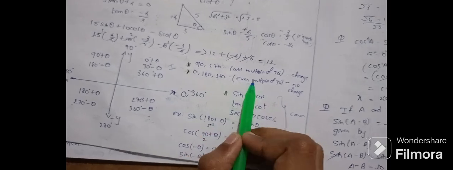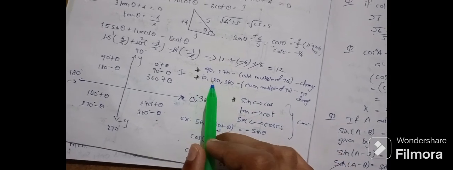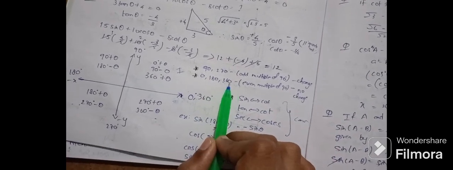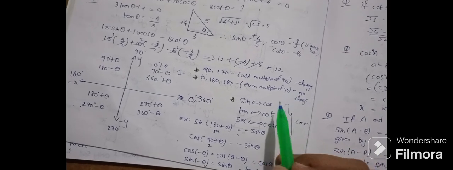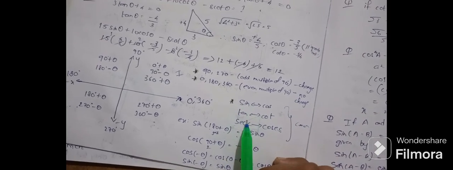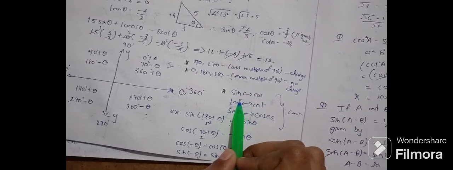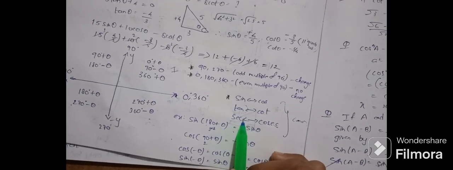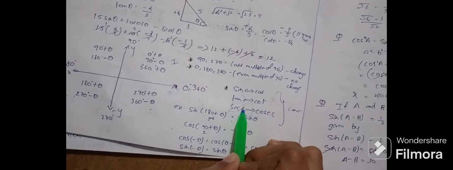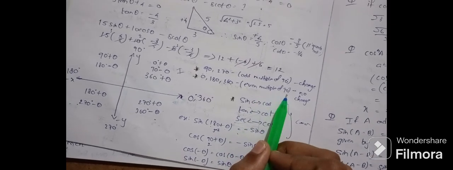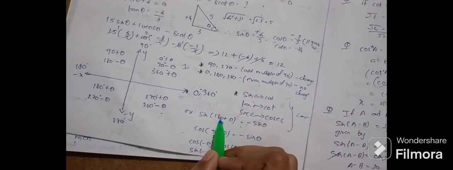Coming to even multiples of 90, that is 0, 180, 360 degrees, there will be no change. If sin theta is given, sin theta will only be there. If tan theta is given, tan theta will only be there. If secant theta is there, only secant theta will be there. There will be no change if it is an even multiple of 90, like 0, 180 degrees and 360 degrees. Let us consider an example here.